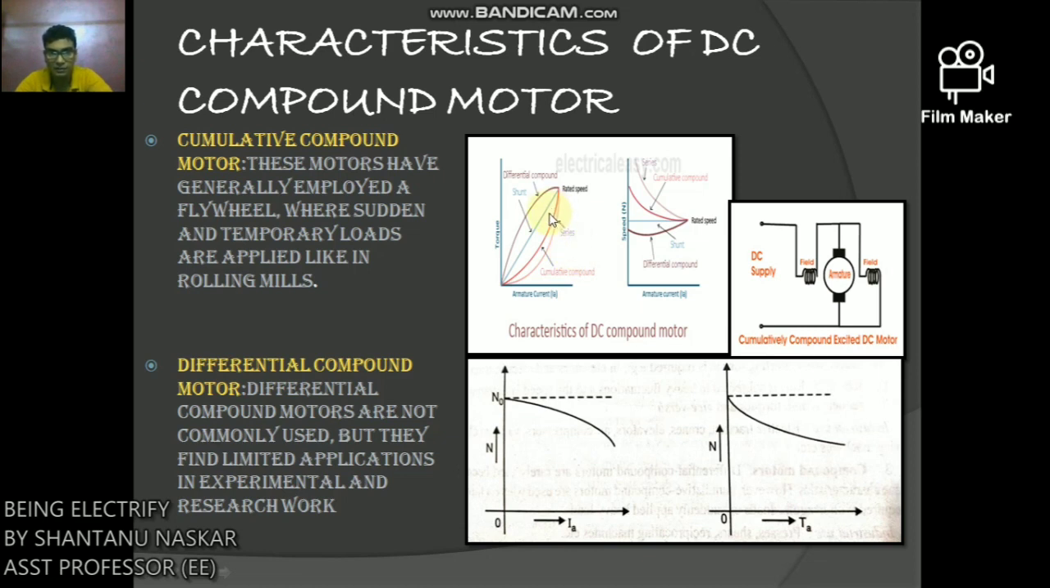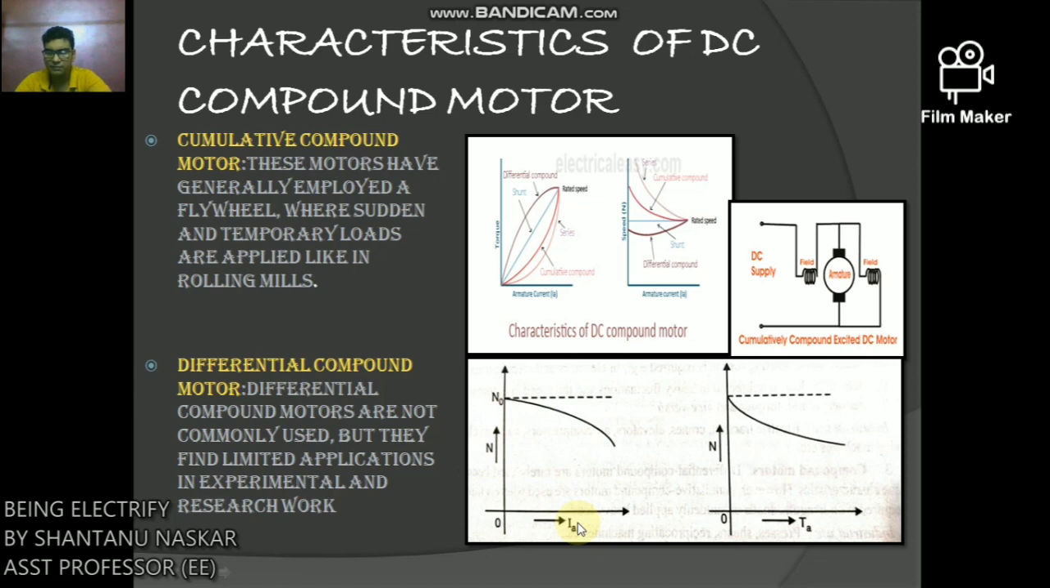So look here. This is the cumulative compound motor, torque versus armature current. Here we show all the characteristics: shunt, series, cumulative compound, differential compound, all. And this is the cumulative compound curve. Now comes the speed versus armature current curve.